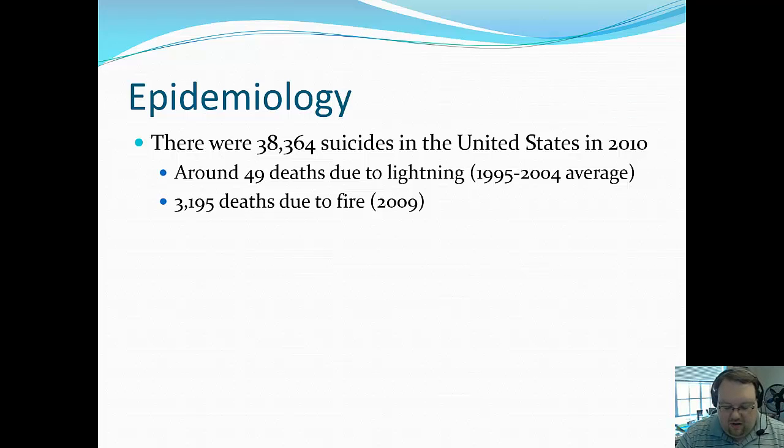Drowning. Drowning is very much the same way. We have lifeguards at pools, lifeguards at the beach, trying to prevent drowning, and it's good because there are about 4,000 people who die by drowning every year.